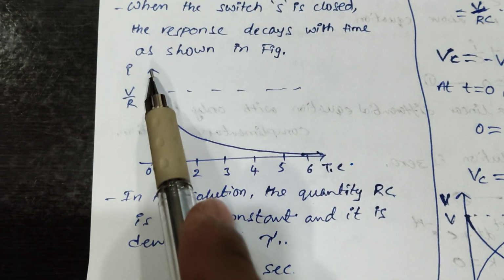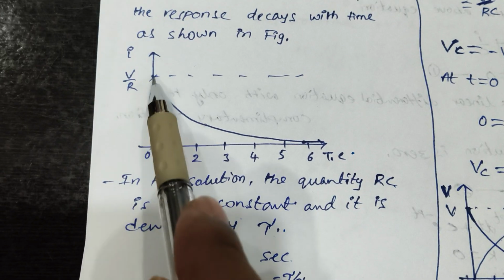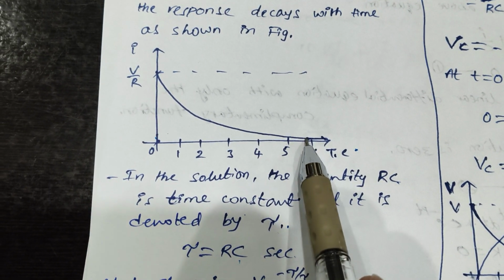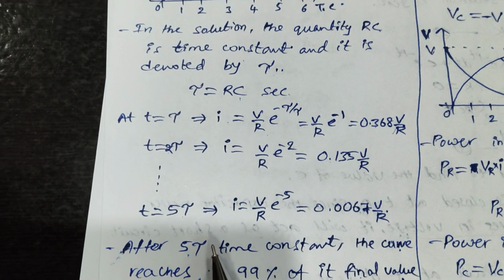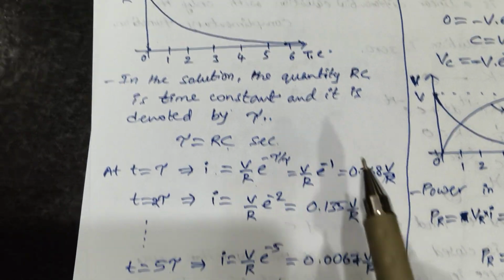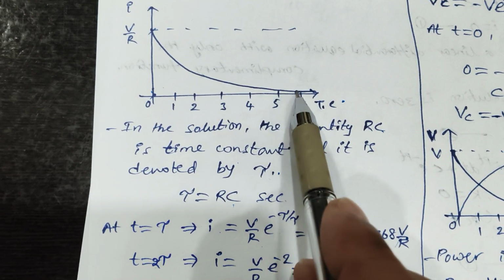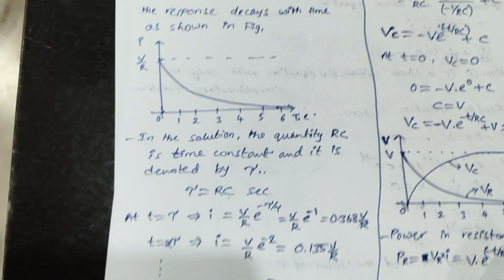That's why in the curve also, at t is equal to 0 the current is V by R, and as t tends to infinity, the curve reaches 0. After 5 tau, it reaches almost 99% of its final value. It is almost close to 0. The final value is nothing but 0. That's the current response.